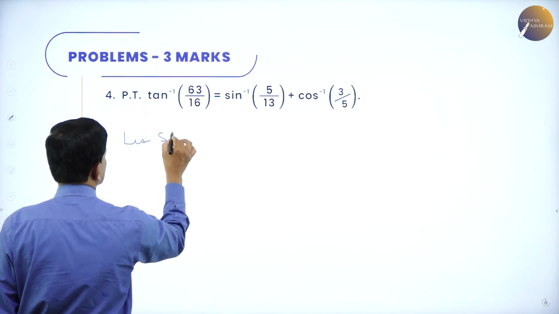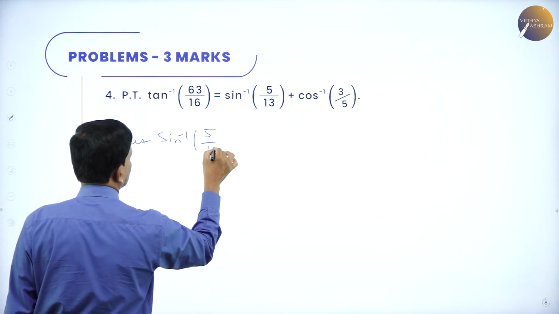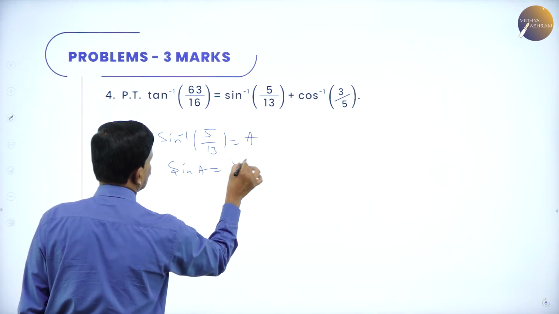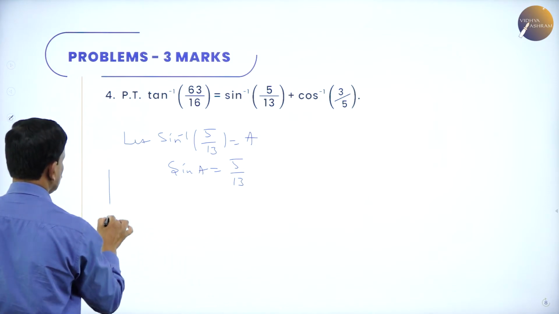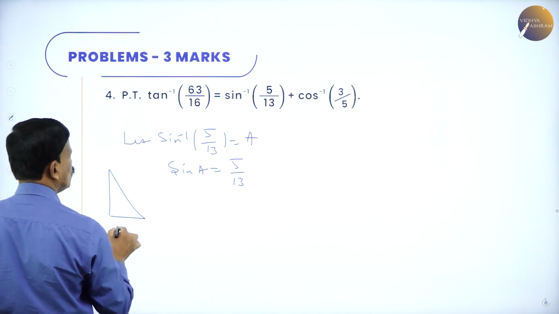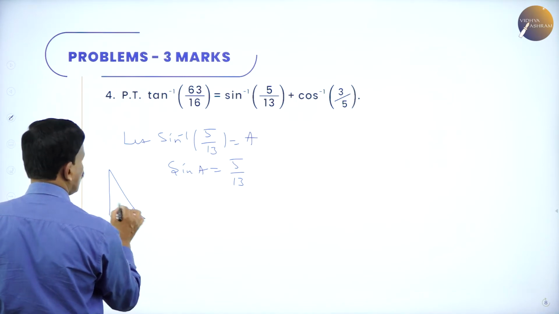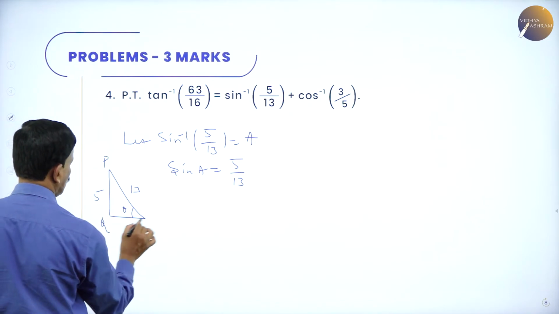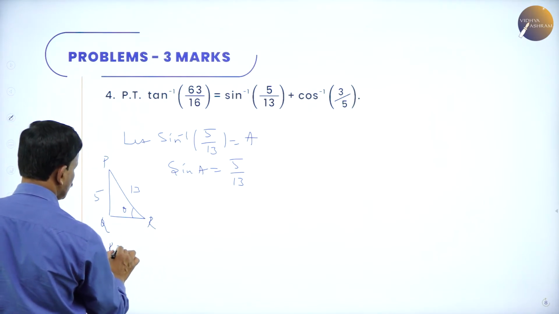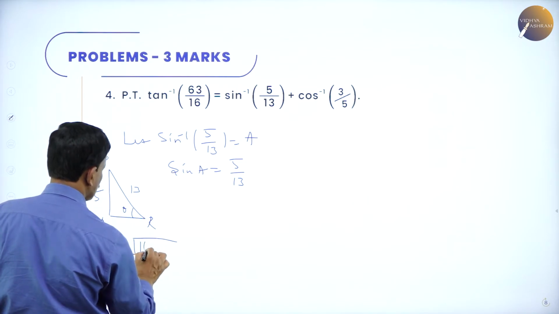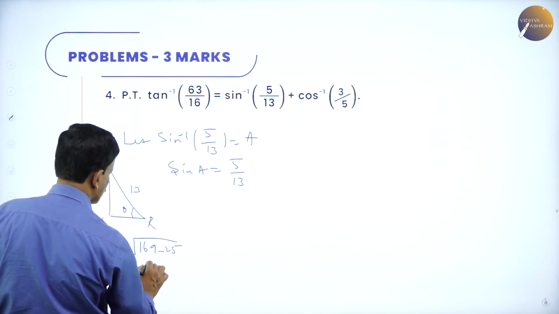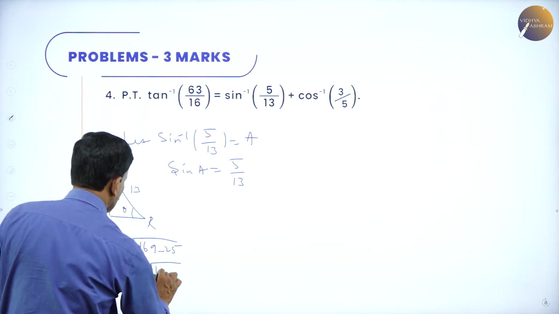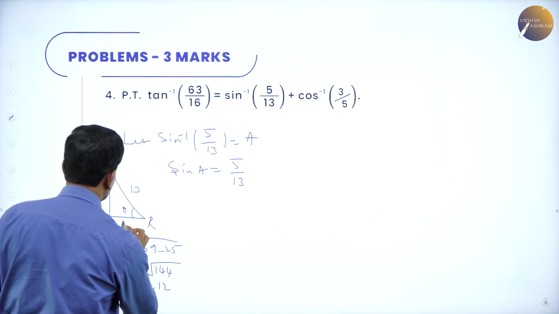Let sin inverse of 5 by 13 is equal to A. Then, what you will get? Sin A is equal to 5 by 13. Substitute in a triangle. This is a triangle, and this is theta. Sin theta is opposite by hypotenuse, 5 and 13. Suppose if we call it as PQR, then what is QR? QR is equal to root of 13 square is 169 minus 5 square is 25. So, 169 minus 25 is equal to 144. Square root of 144 is 12.